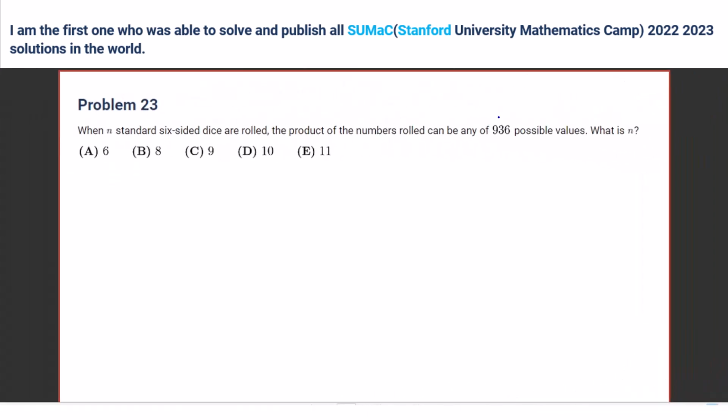Yeah, simple case, right? Exactly. Small example, simple case. It says n, you have n standard six-sided dice. All the product of the numbers can be any of 936 possible values. So there are 936 possible values, right? So let's check for n.